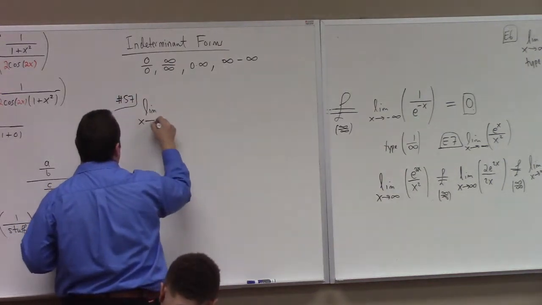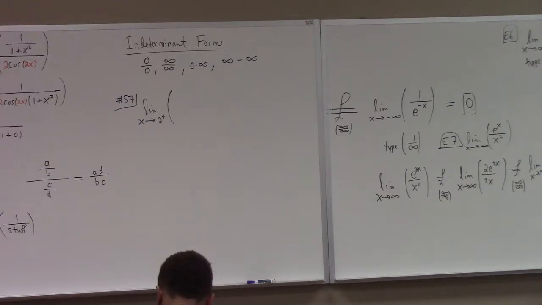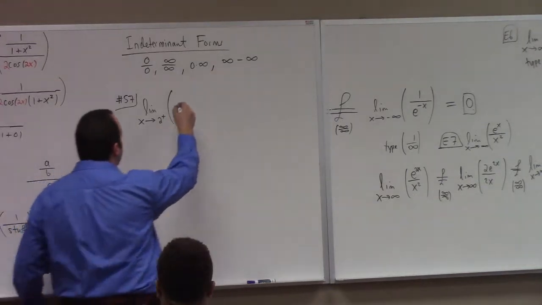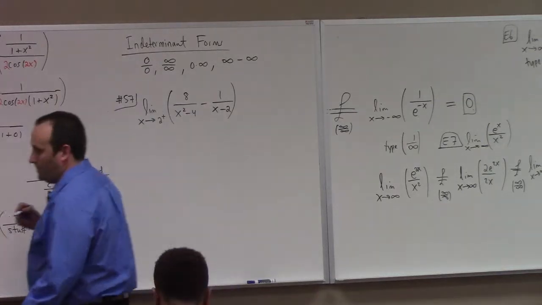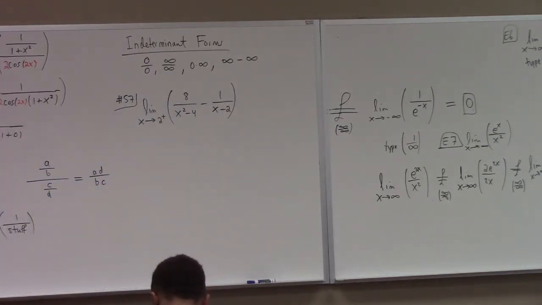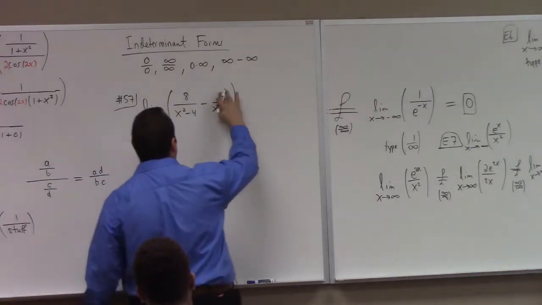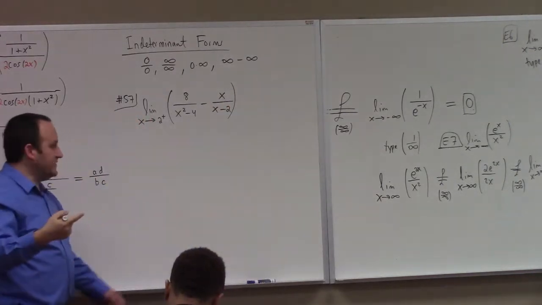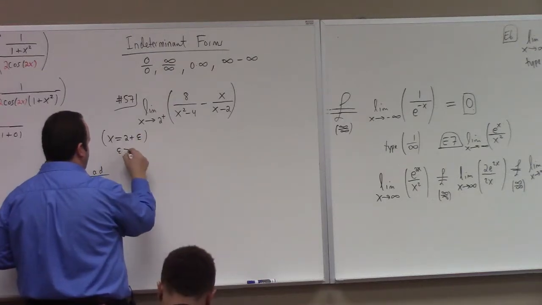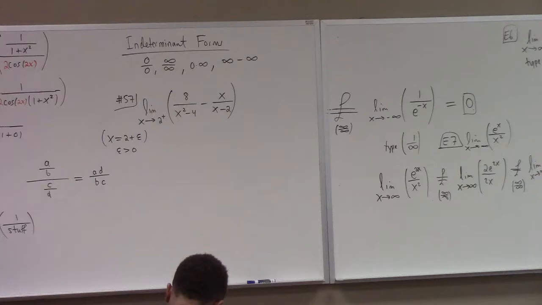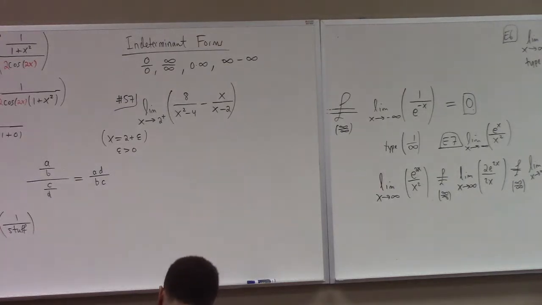Limit as x approaches 2 from the right of 8 over x squared minus 4 minus x over x minus 2. If you think about what 2 from the right means, essentially we can think of x as being equal to 2 plus some little epsilon, where epsilon is greater than 0. We're considering values of x which are really close to 2 from the right.